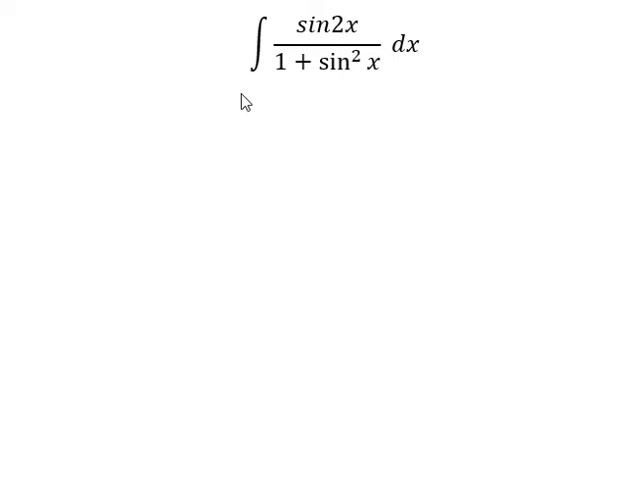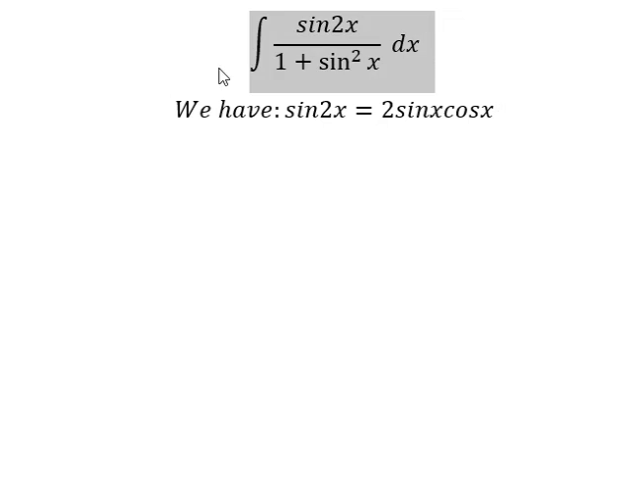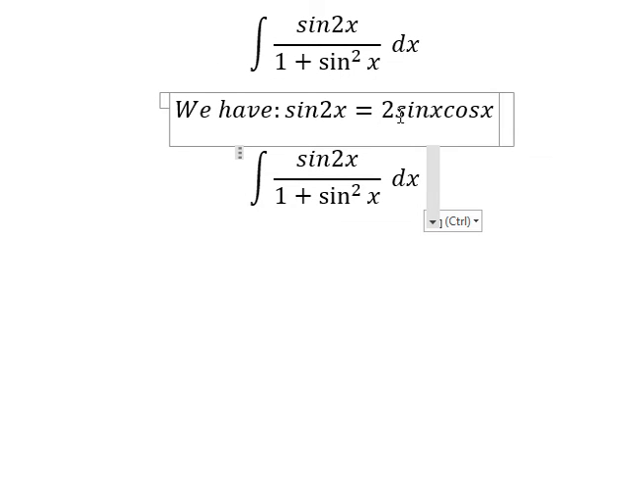The topic today is about integration. So now I will show you how to answer. We have the formula in here. Sin 2x is equal to 2 sin x cos x. Now we need to transform this one into this one.